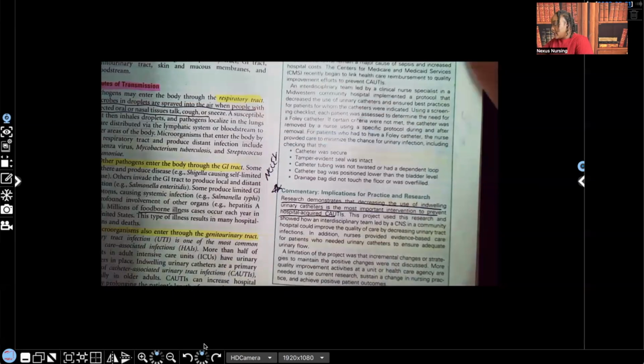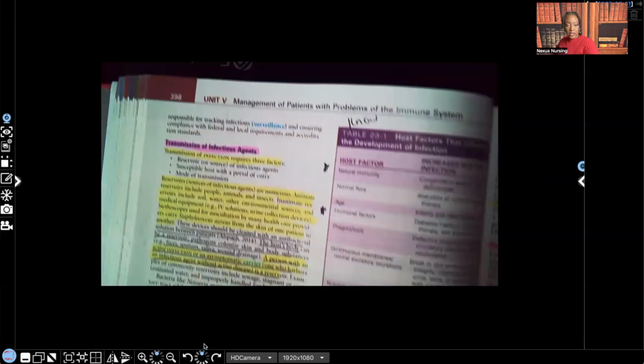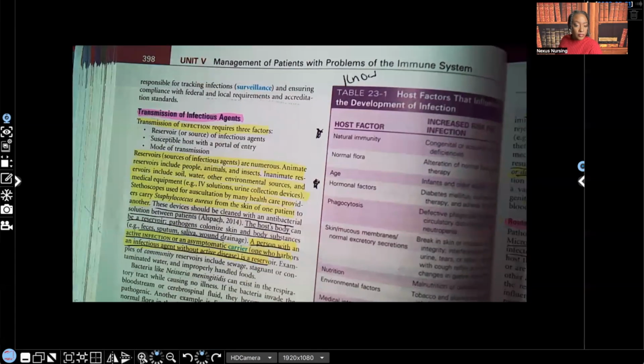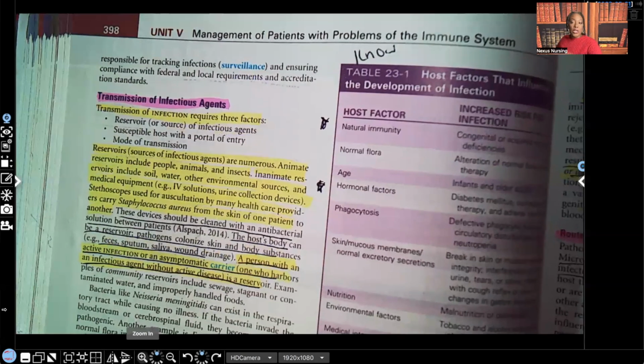All right, so let's get started. I'll make this bigger so you can see. We're going to start with transmission of infectious agents.